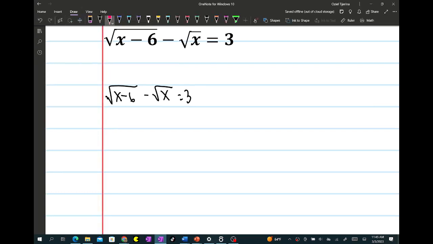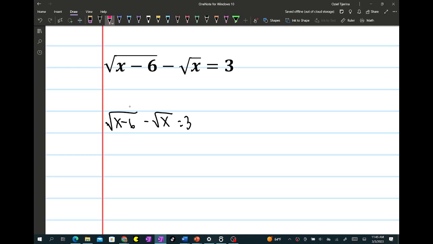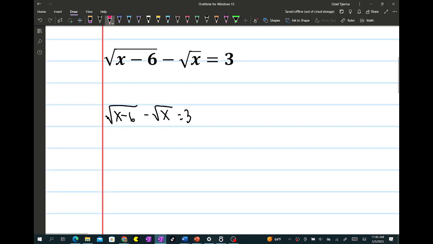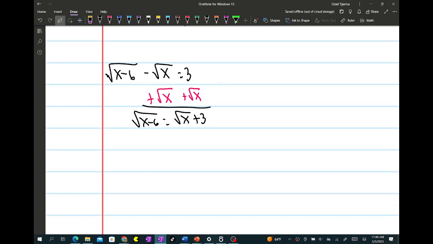So we have the square root of x minus 6 minus the square root of x is equal to 3. The point is that we have to solve for x. So we're going to add the square root of x on both sides, right? So this becomes the square root of x minus 6 equals the square root of x plus 3. So that's basically number one, add the square root of x on both sides. So we know that this cancels out.